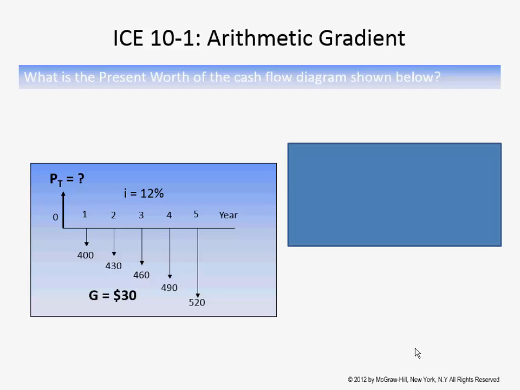G equals 30. And so what that means is that what we should see is in year 1, there's an extra amount of 0. And then in year 2, it is 30. Year 3, it should be 60 because it's 2G. And then in year 4, it should be 90. And year 5, 120. And then we can find P by doing a P/G operation. Any questions so far on breaking this cash flow diagram up into 2 segments?